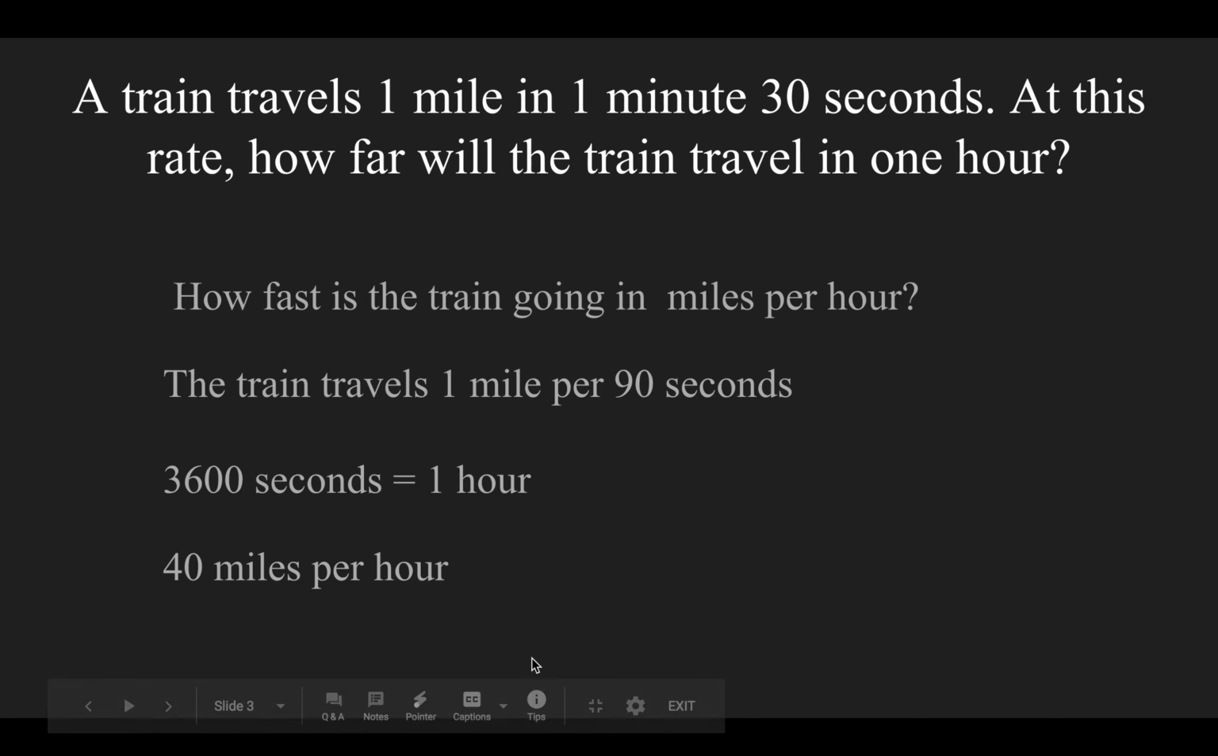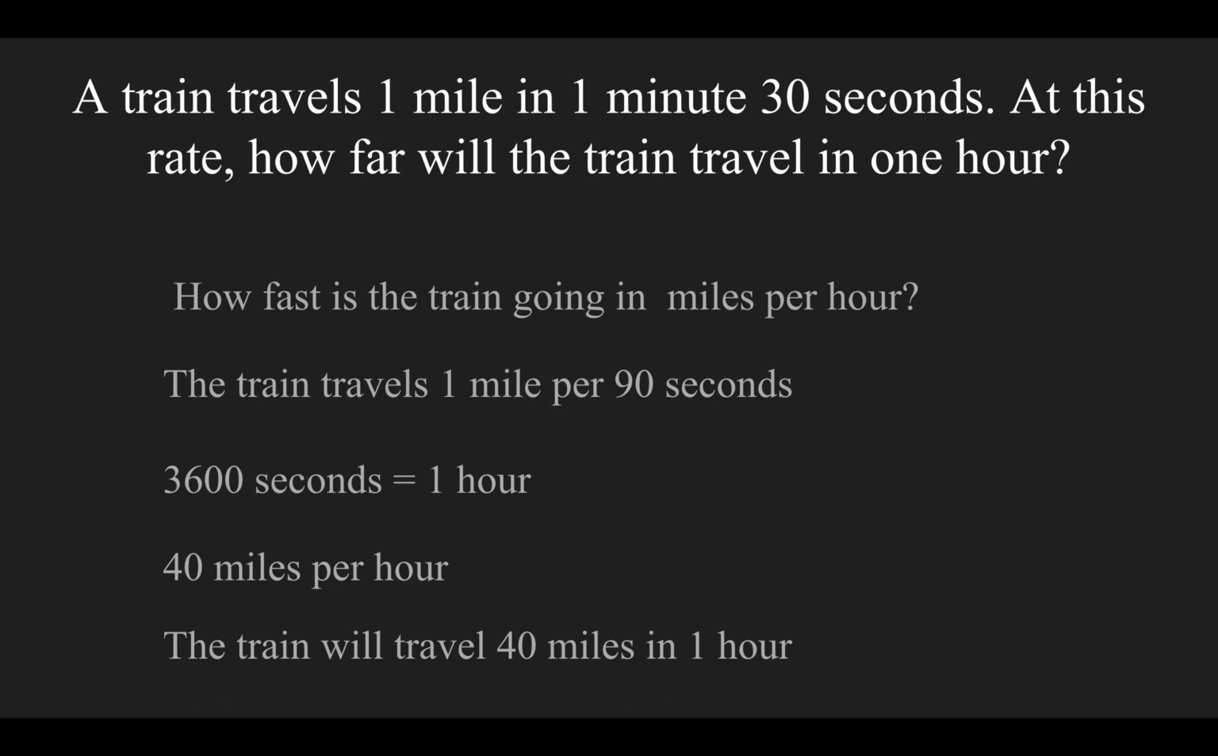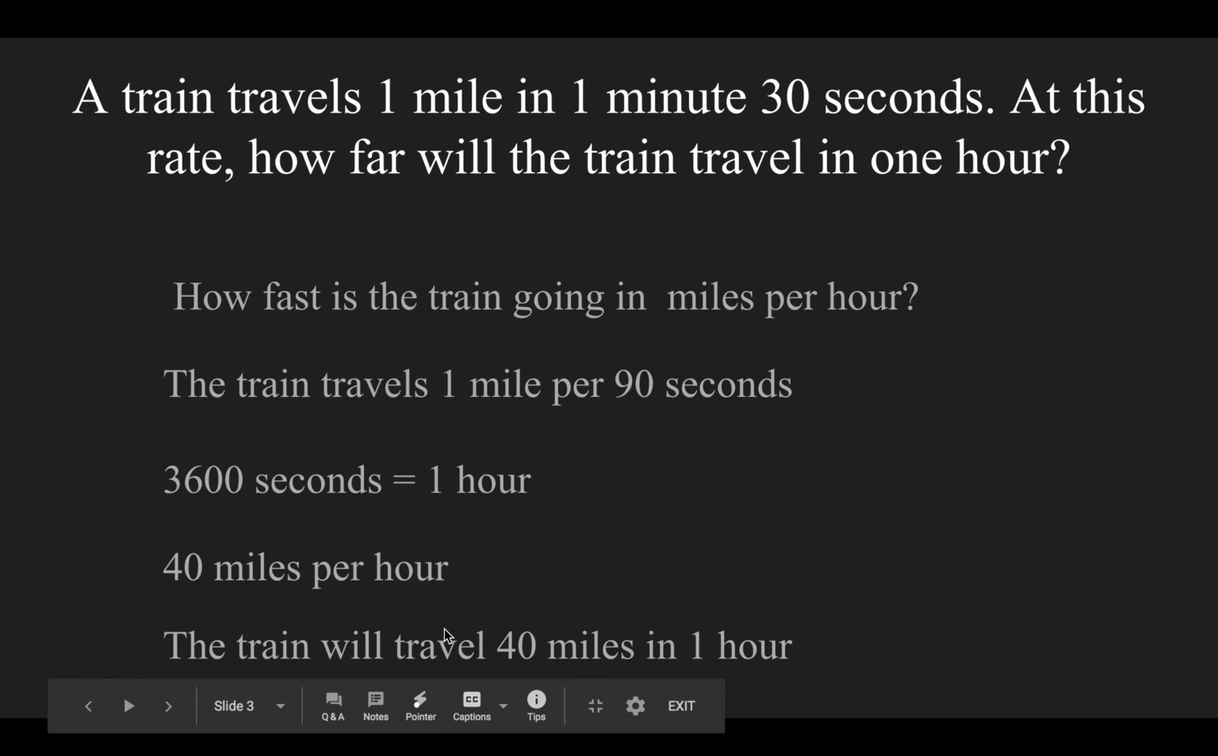So this train is going at 40 miles per hour. And so you just convert that into the answer it wants. The train will travel 40 miles in 1 hour. So the last part of this is just check it with logic. Does this make sense, right? Yes, this makes sense. 40 miles an hour, it'll go 40 miles in 1 hour.